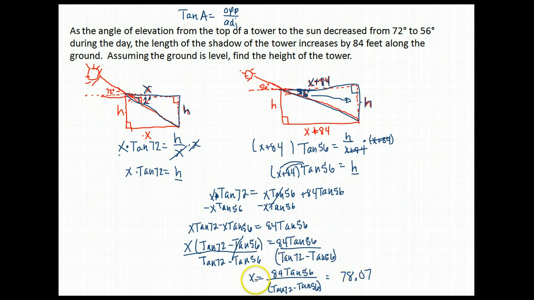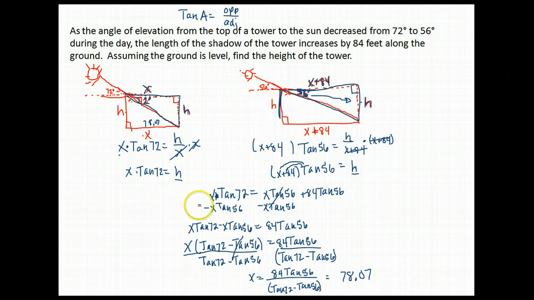Okay, so that's x. Is that what I was looking for? No. X was the length of the shadow if we go back to our figure. So our original shadow was about 78.07, and this one was 84 more than that. But we wanted the height of the tower.